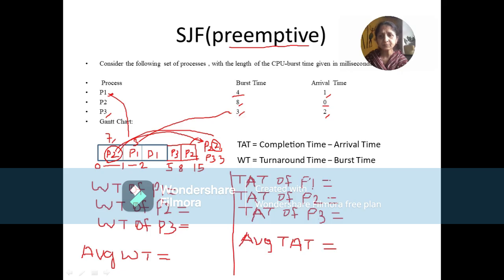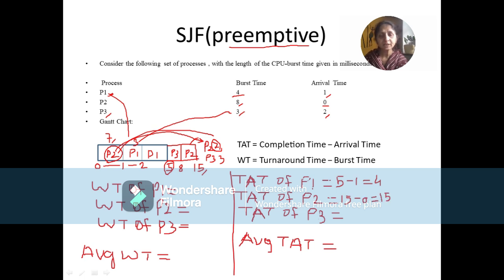So what is the turnaround time of P1? What is the completion time of P1? 5. So let's write 5. And what is the arrival time of P1? P1 came at time 1. So 5 minus 1 is 4. Then turnaround time of P2. What is the completion time of P2? 15. So 15 minus. What is the arrival time of P2? P2 came at time 0. So 15 minus 0 is 15.